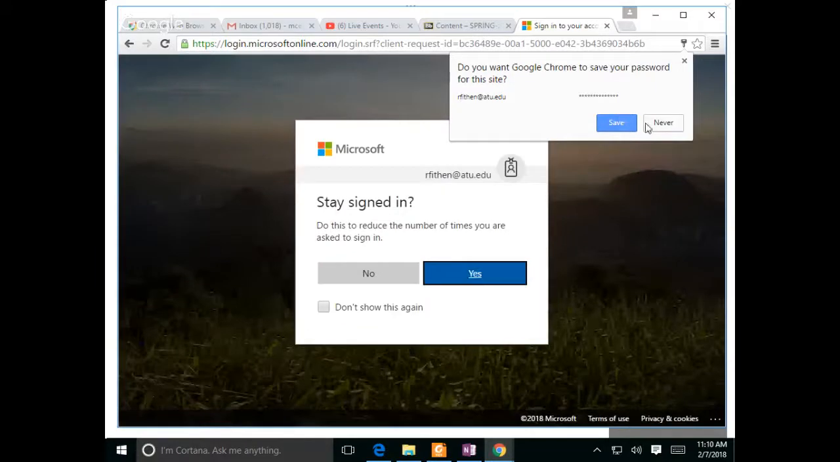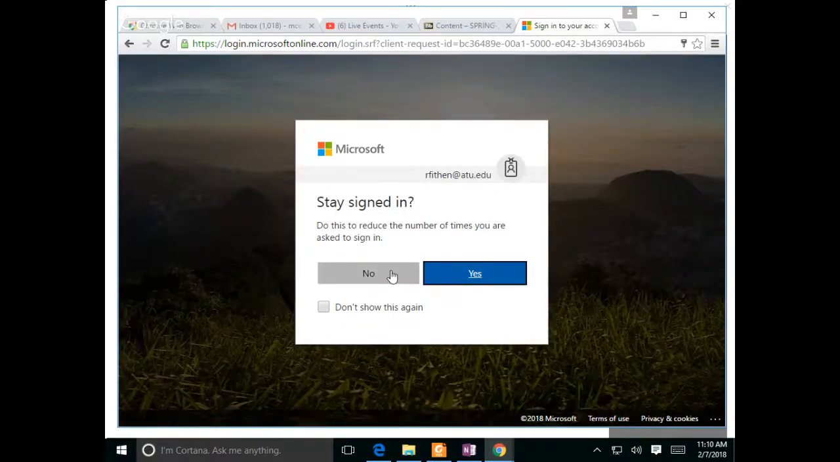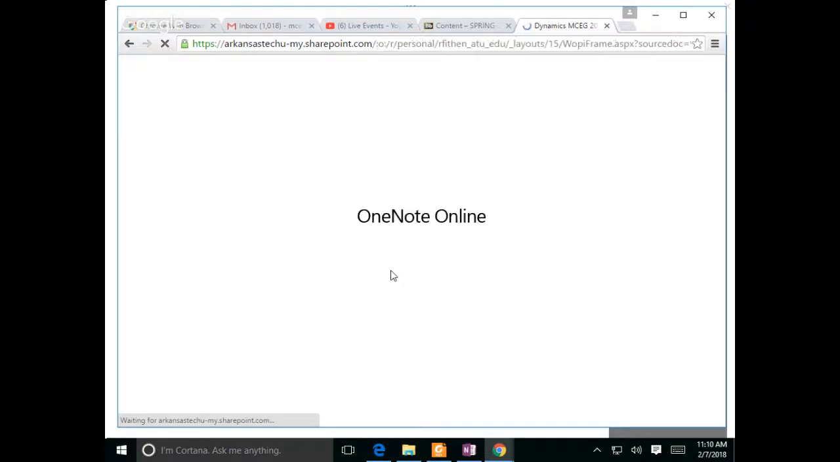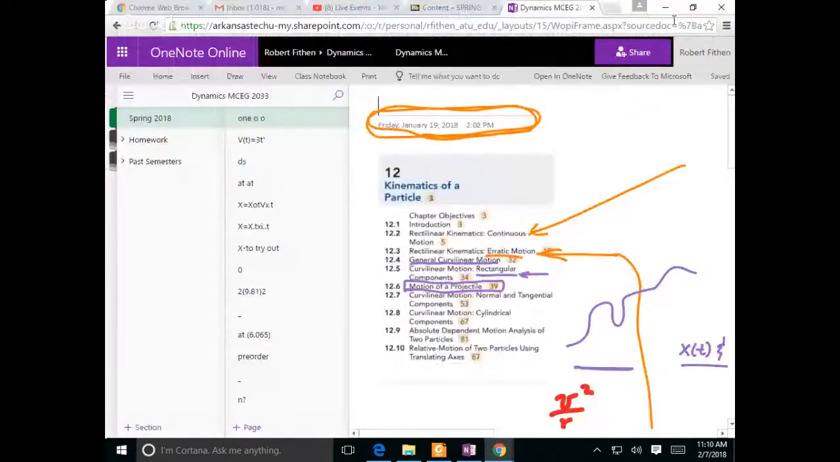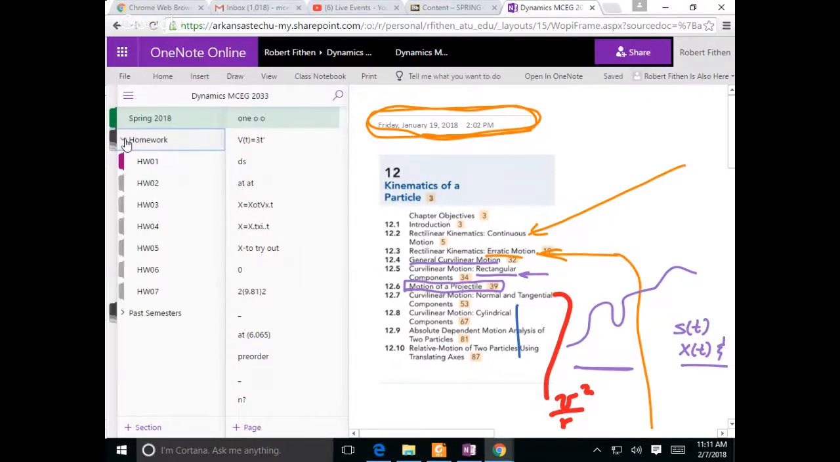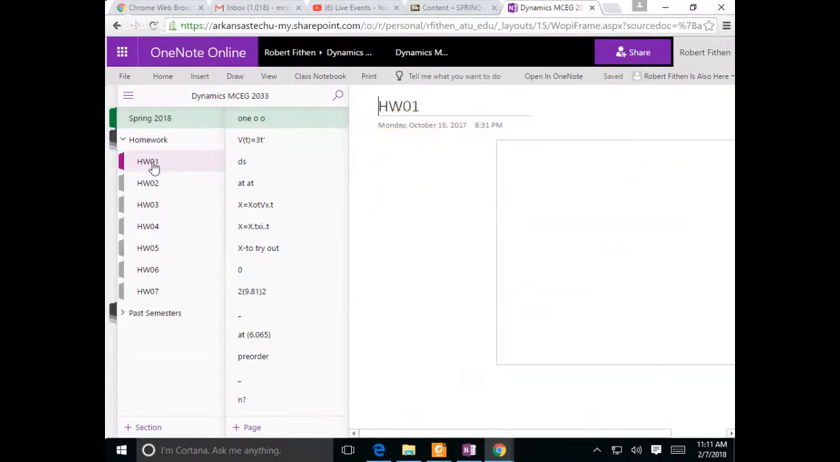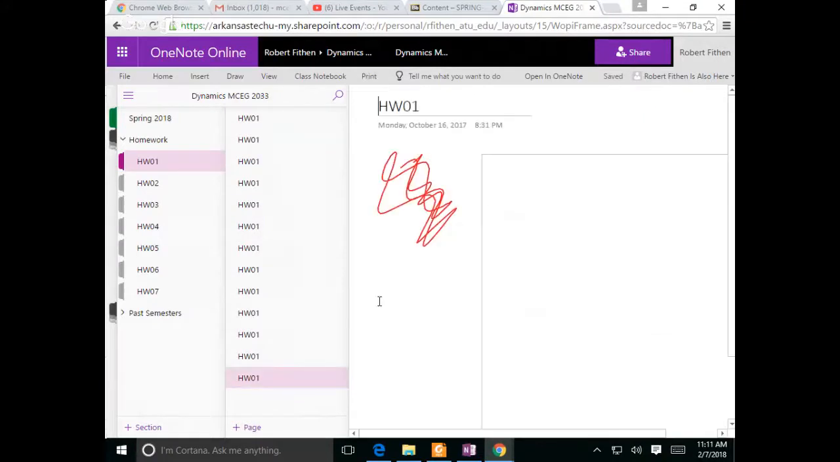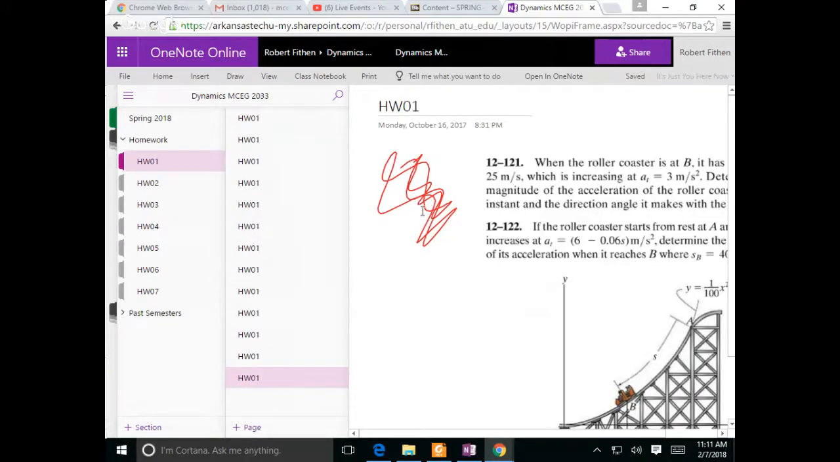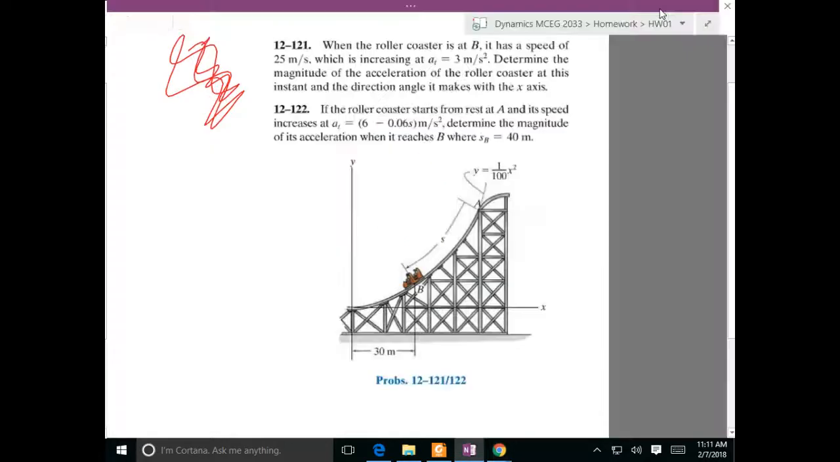Now that I've logged in, here it takes me to the OneNote. There should be a little tab, but let me see where the tab is. Okay, here it is. It's under homework. So when you go there, you'll see the homework. I was playing around on the last page of homework 1, and you can see the scribble sitting right there. Whatever I mess with here in class, that's how you get to it, just in case there's something to jog your memory.